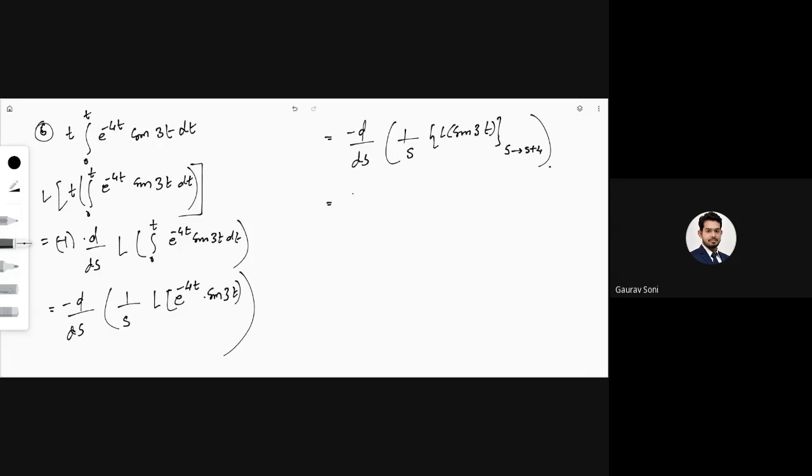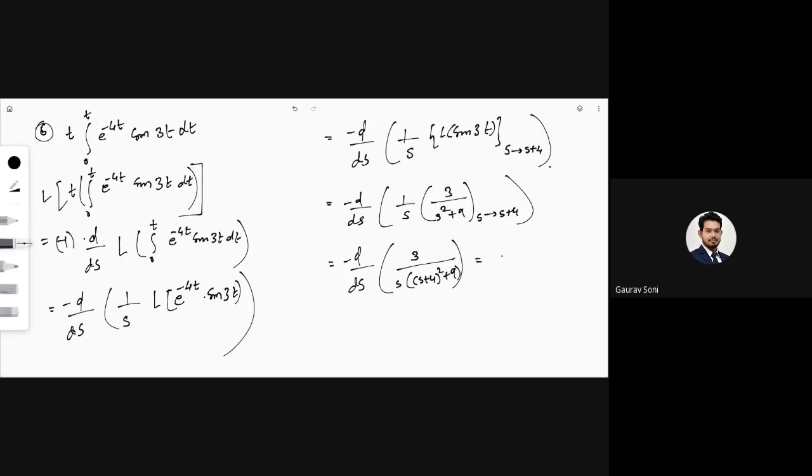I hope it is clear up to this. I will go ahead: 1 upon minus d by ds of 1 upon s. Laplace of sine of 3t is 3 upon s square plus 9. I have to replace s by s plus 4, bracket complete. So this is minus d by ds in bracket 3 upon s in bracket s plus 4 whole square plus 9.